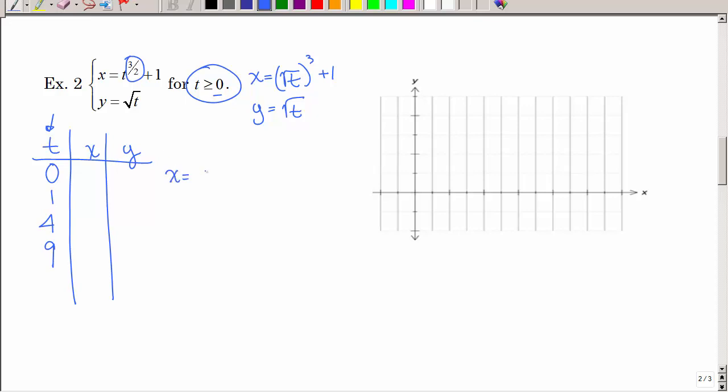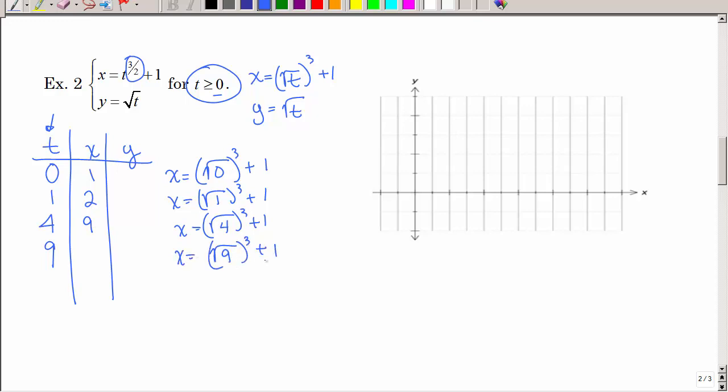All right, so x equals the square root of 0 cubed plus 1. x equals the square root of 1 cubed plus 1. x equals the square root of 4 cubed plus 1. So that's 2 cubed, that's 8 plus 1, that's 9. And then we have the square root of 9 cubed plus 1, that's going to be 28. Might have to fudge that a bit on my graph. So for y, I just need to take the square root of my t values. So the square root of 0, the square root of 1, the square root of 4, the square root of 9. So again, these are the values I'm going to plot on my xy coordinate system.